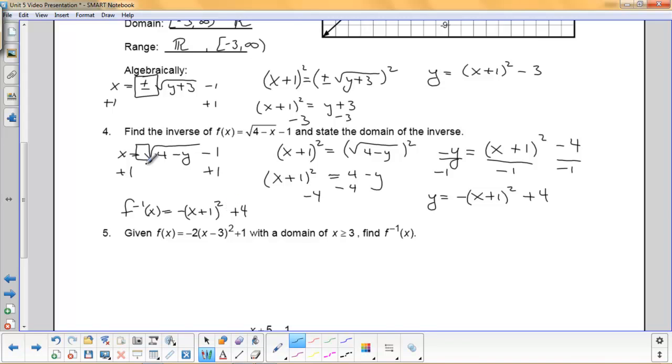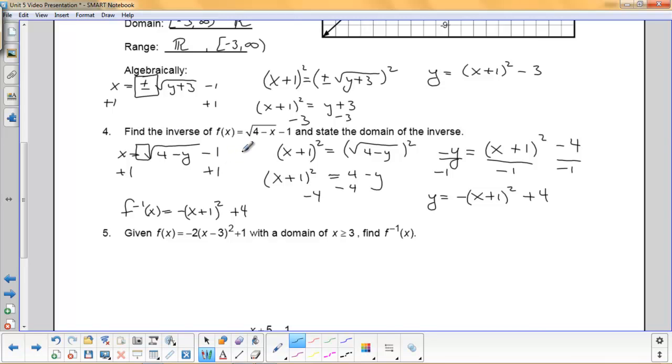Okay? A quick graph of both of these will show you what you're looking at so that you're careful to pick the right side. So what I'm looking at is the domain of the function.